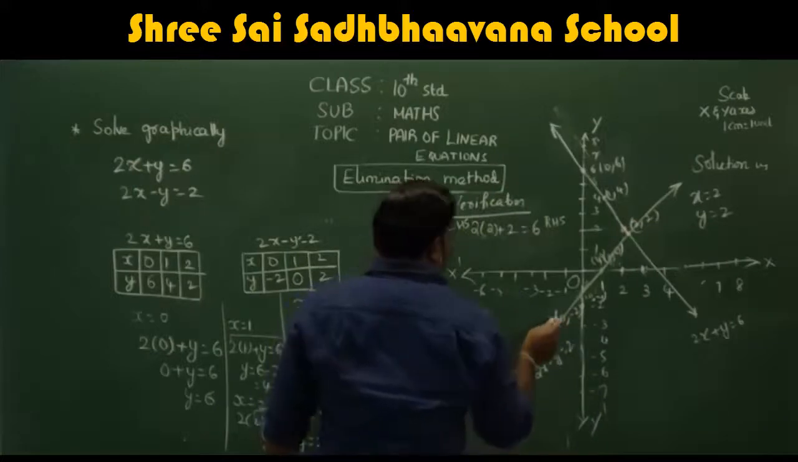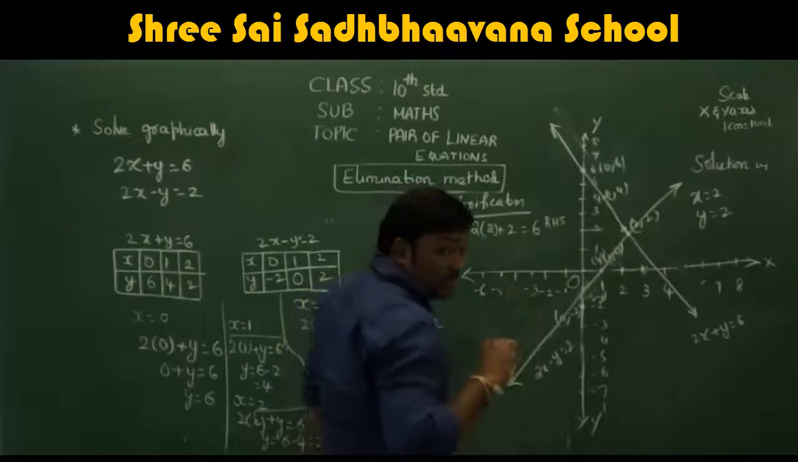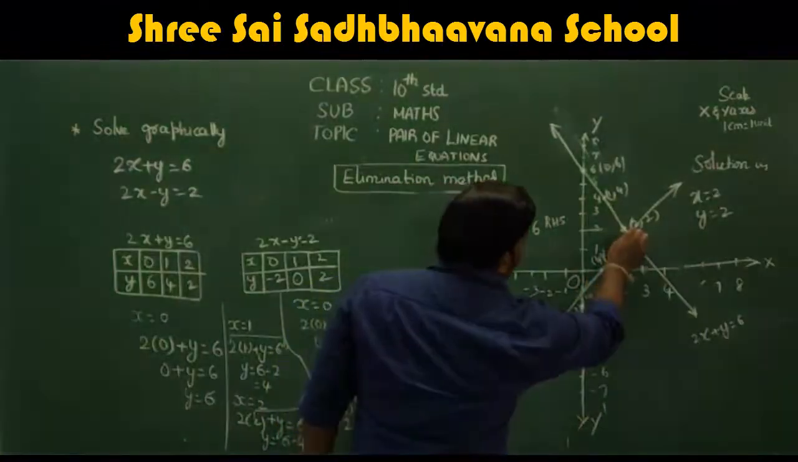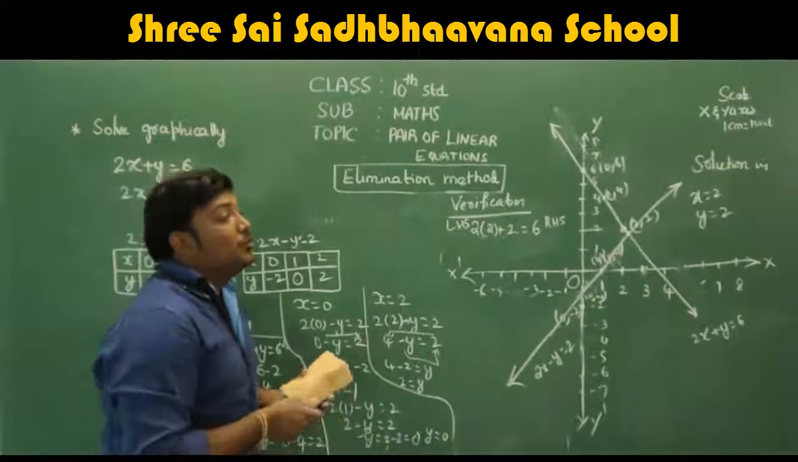Similarly, the other one: 0, minus 2. It is on the negative y-axis. Next is 1, 0, which is on the positive x-axis, and 2, 2 is already there. So join these two lines. Both are intersecting at the point 2, 2.